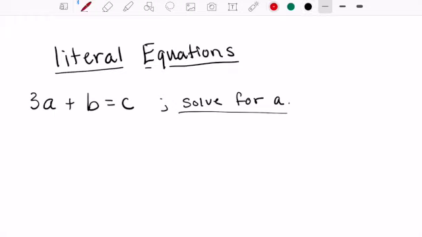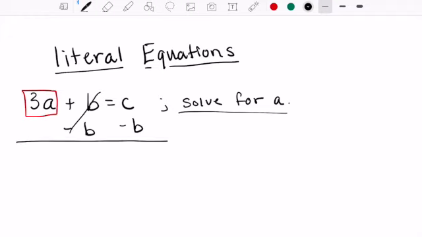Well, if I want to solve for A, that means that my goal is to get A by itself, right? So I want to get 3A by itself first. And I do that by subtracting B from both sides. Now, here's where it's just a little bit different. My 3A comes down, but C and B are not like terms, so I can't combine them. So I'm simply going to say C minus B. Now, I want to solve for A, so I'm going to divide both sides by 3. That goes away, leaving me with A equals C minus B over 3.